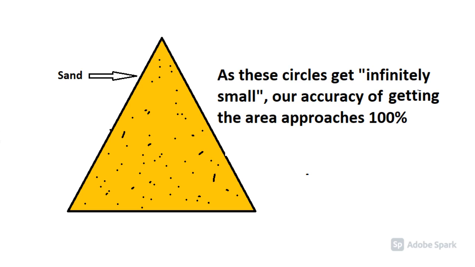So now I poured sand into that triangle. The point I'm trying to make here is that the sand particles are very, very small. And as these circles get infinitely smaller, our accuracy of getting the area approaches 100%. Notice that I said approaches. It's still an approximation because there are still small spaces in between those sand particles.